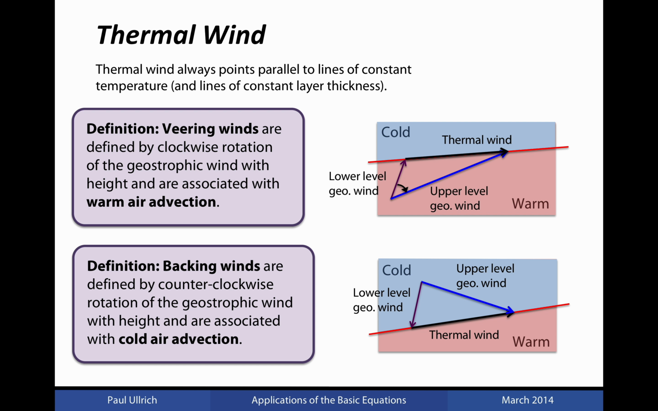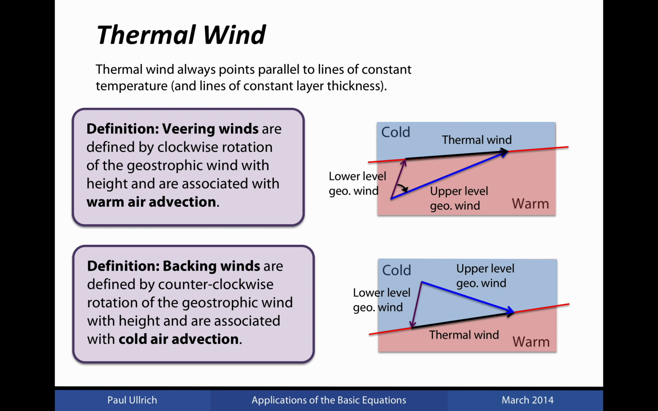Since warm air is always to the right of the thermal wind and cold air is always to the left of the thermal wind, whenever this pattern emerges, it is indicative of the geostrophic wind advecting warm air into a region. Backing winds, on the other hand, are defined by counterclockwise rotation of the geostrophic wind with height.